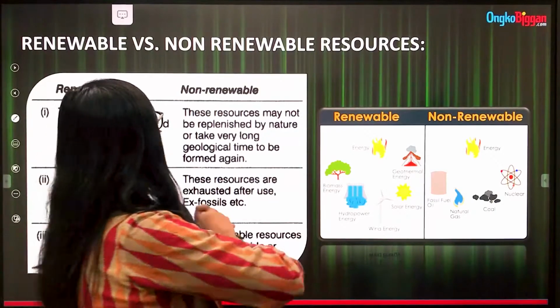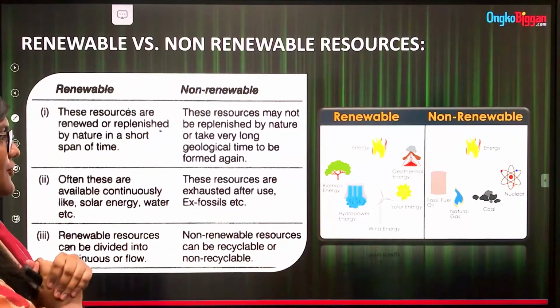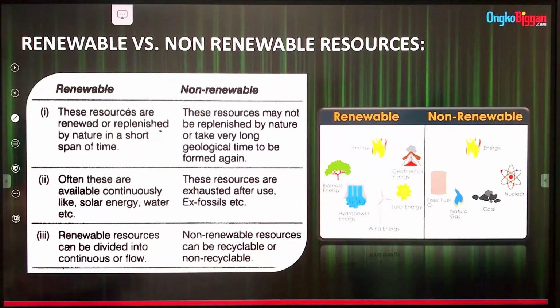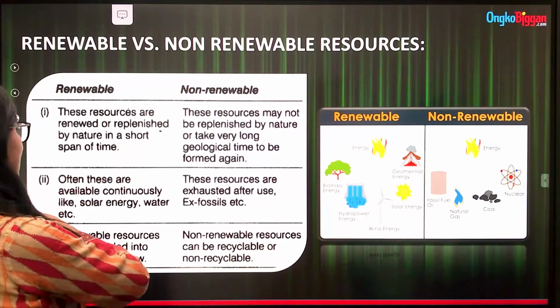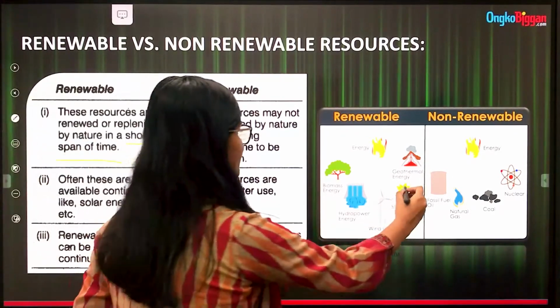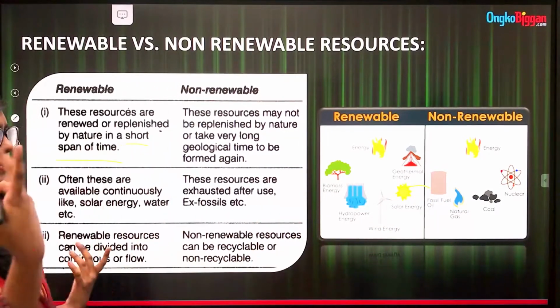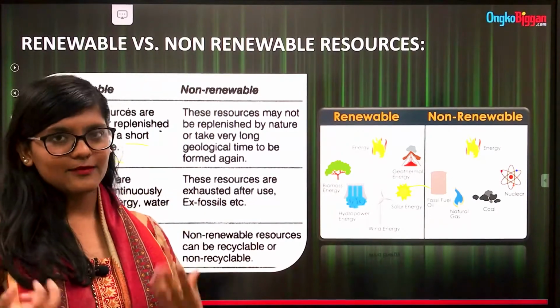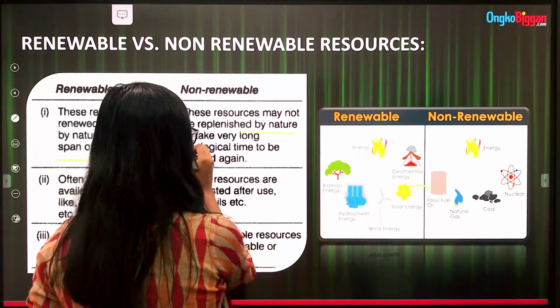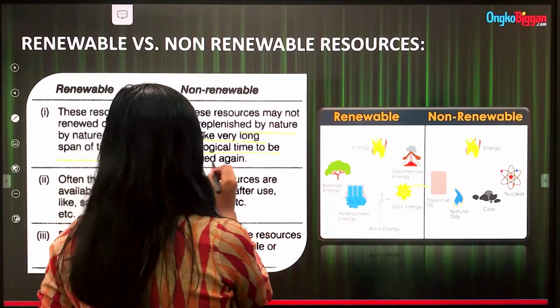Now we will see the difference between renewable and non-renewable resources. Firstly, renewable resources are renewed or replenished by nature in a short span of time, like the sun, solar. So we can get the sun every day, so we can use it unlimitedly. Again, non-renewable resources may not be replenished by nature or take very long geological time to be formed again.